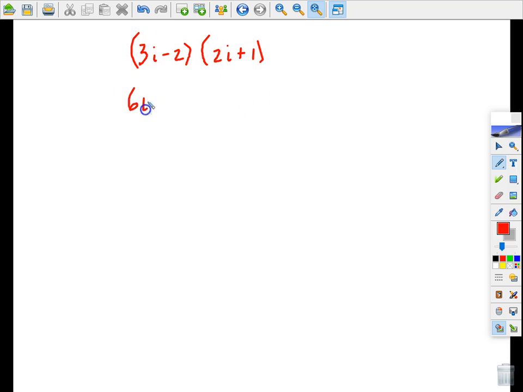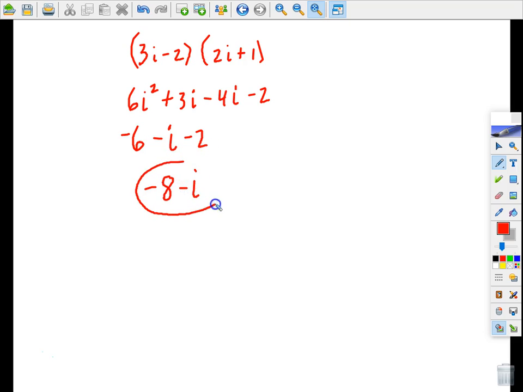3i times 2i is 6i squared. 3i times 1 is 3i. Negative 2 times 2i is negative 4i. And then negative 2 times 1, negative 2. Remember, i squared is negative 1. So if we treat this as negative 1, multiply times 6, that becomes negative 6. When you combine these i terms, 3 minus 4 is negative i. And of course, now you could have combined negative 6 and negative 2 before, but I'll go ahead and do it now. The negative 6 minus 2 is negative 8 minus i.